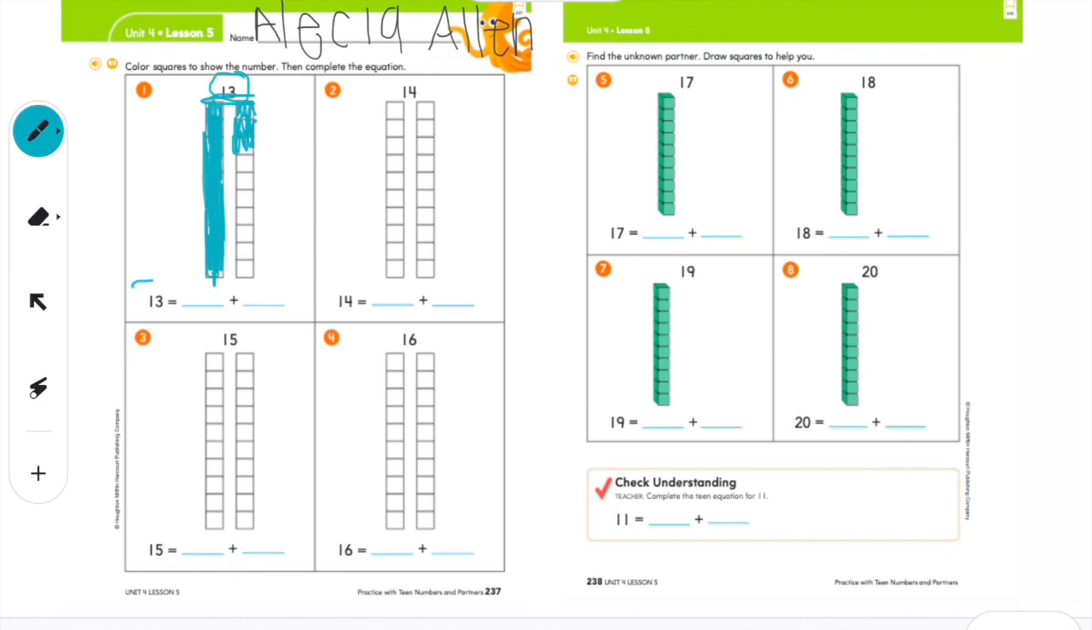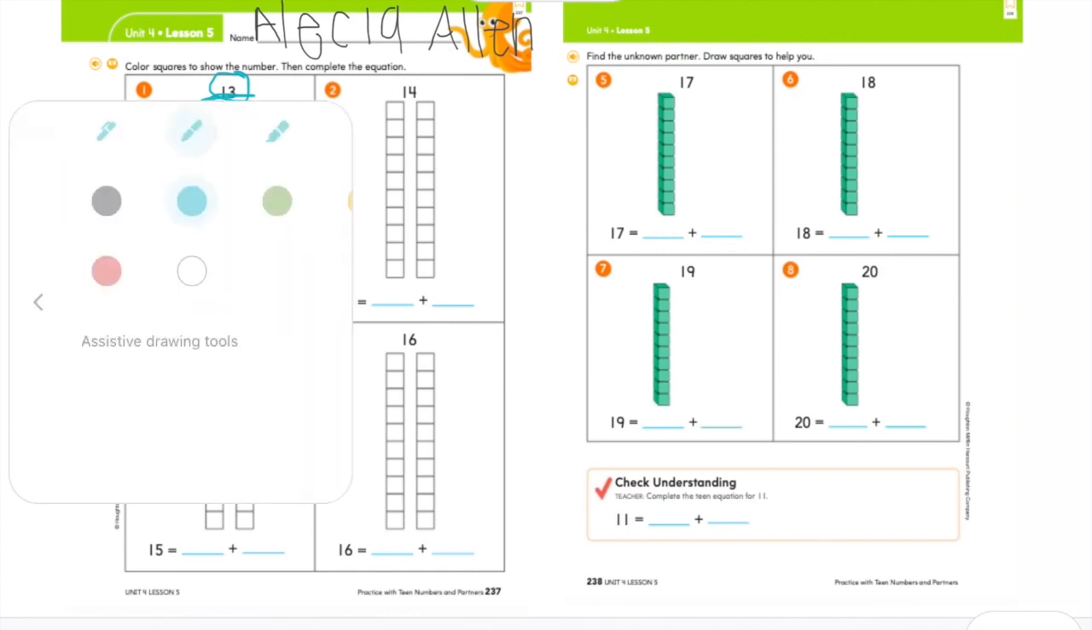Next, I'm going to finish this equation. It says 13 equals blank plus blank. This first blank is going to be however many boxes you colored in on this side. I colored in 10, plus however many boxes you colored in on this side. 3. 13 equals 10 plus 3. Awesome. Now I think I'm going to pick a new color.